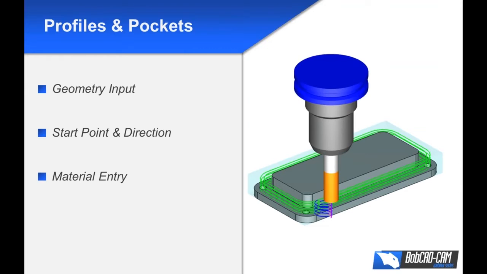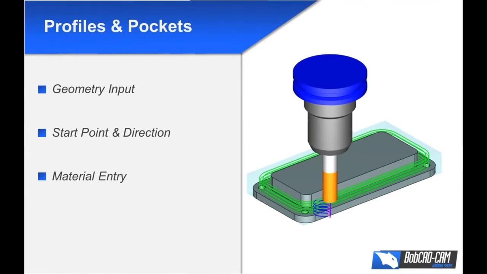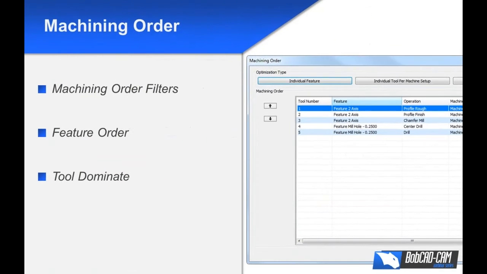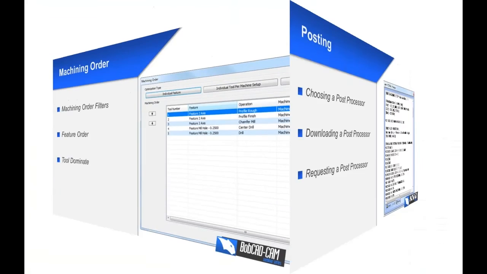We'll also talk about material entry, how the tool comes into the material, getting the tool to start off the material, or if it's starting in the material, how it gets down into the cut. We're going to talk about machining order. So depending on the features that you have in the tree, what order the tools get posted in, the different filters that we have, filtering by feature, and also tool dominant, some of the different options that we have and ways that you can use them.